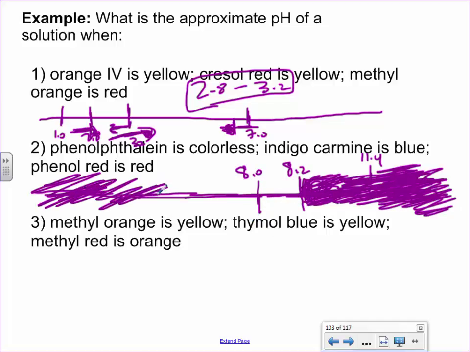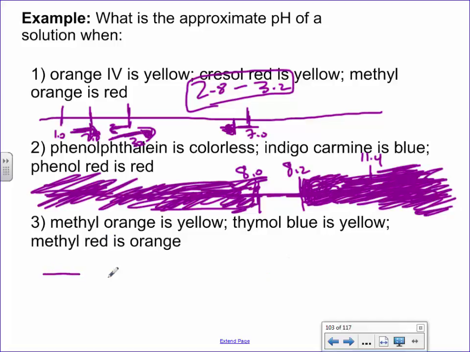So with reverse shading, what we do is I would shade everything that's on the opposite side. And what I'm now left with is a nice little narrow range. And I know the pH is somewhere between 8.0 and 8.2. Can you follow that? Okay, let's try one more.